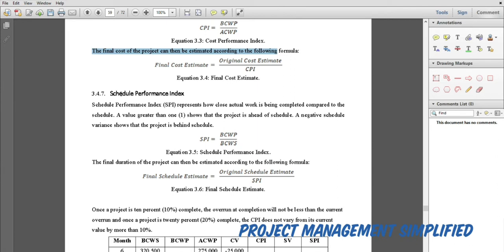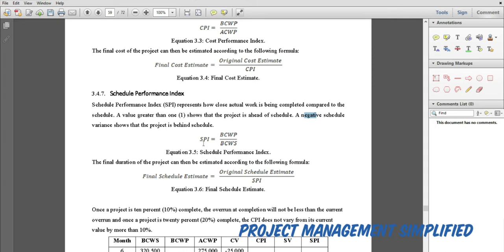The same thing applies for the schedule performance index, which represents how close the actual work being completed is compared to the schedule. A value greater than 1 shows that the project is ahead of schedule. A negative, it's not negative, also here we have a typo, less than 1, the schedule variance shows that the project is behind schedule. So now we have this formula also: SPI, baseline cost of work performed over baseline cost of work scheduled.